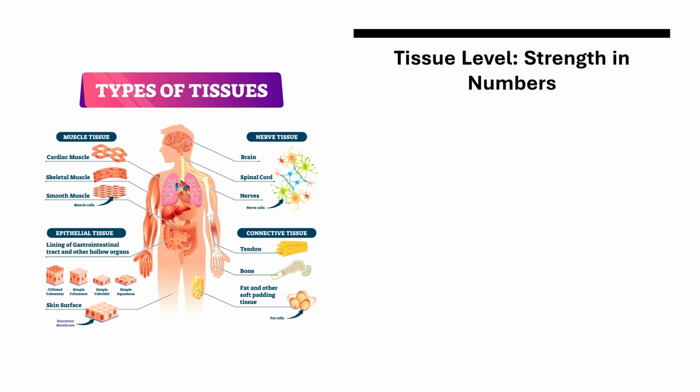Now, we have seen how individual cells specialize, but in biology, they rarely work alone. A tissue is defined as a group of similar cells which work together to perform a shared specific function. It is the first step in building a complex body.